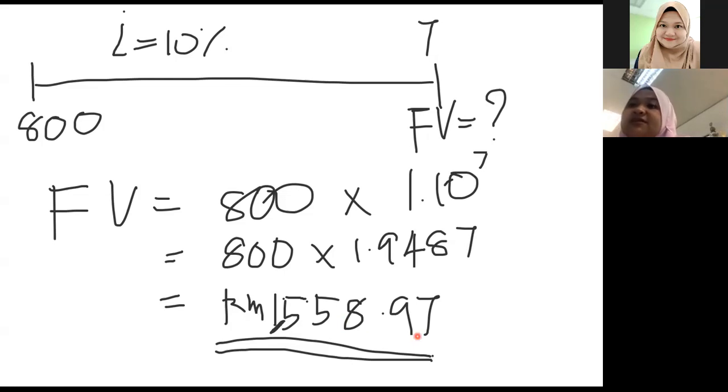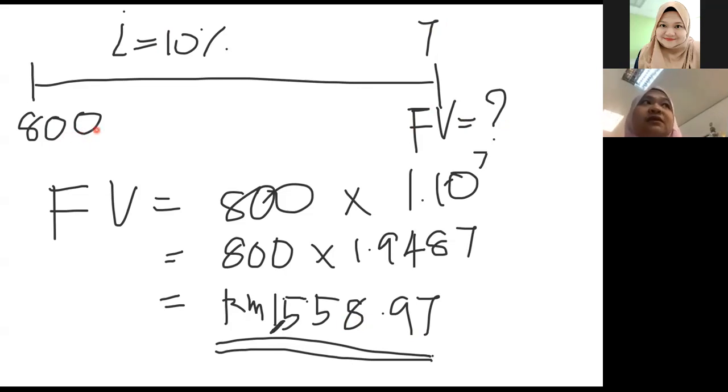1,558.97. So this happened in 7 years with a given of 10% interest. All right. So I hope you understand how to calculate future value. So basically, future value is the value of tomorrow. In order for you to find the future value, you need to know what is the present value. Present value will be given to you.